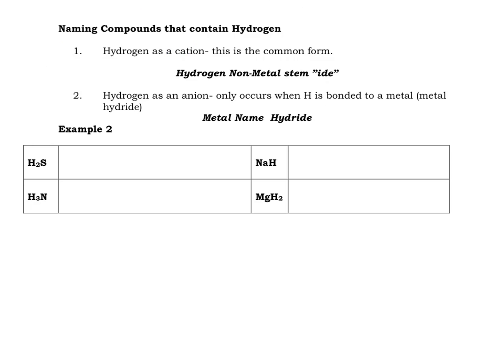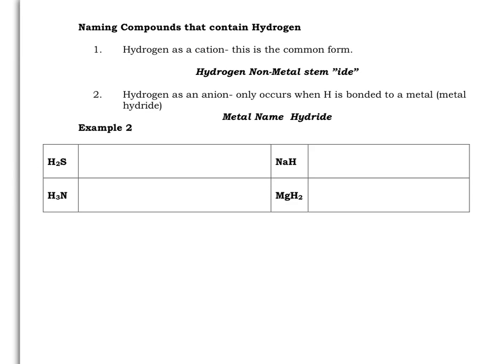Moving on. Compounds that contain hydrogen. Hydrogen is a cation, which is the common form. You're going to have hydrogen, and then that'll be basically hydrogen with a nonmetal. And the naming works just like that. So it goes hydrogen and then whatever the nonmetal is. So it could be hydrogen chloride, hydrogen sulfide, hydrogen nitride, hydrogen iodide.